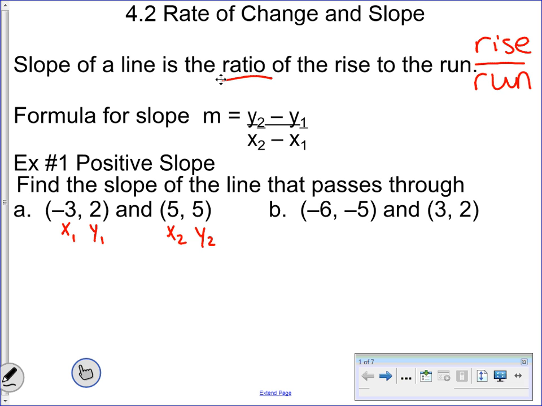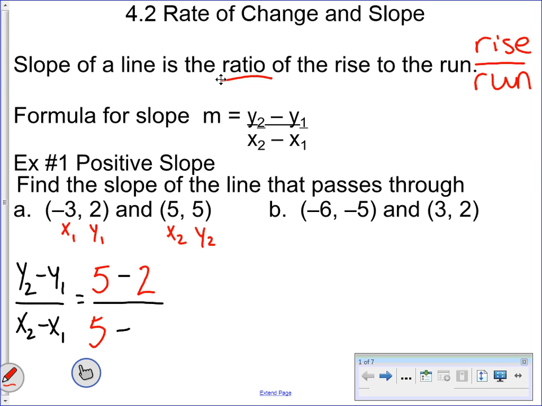So what we're going to do first is write down our formula, because this is one that you're going to need to memorize. And we're going to plug in the numbers. So first up is y2, which is 5. y1 is 2. x2 is another 5. And x1 is a negative 3.